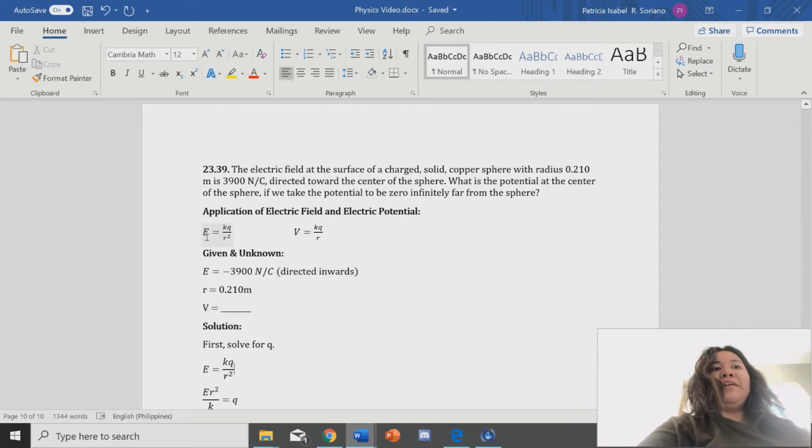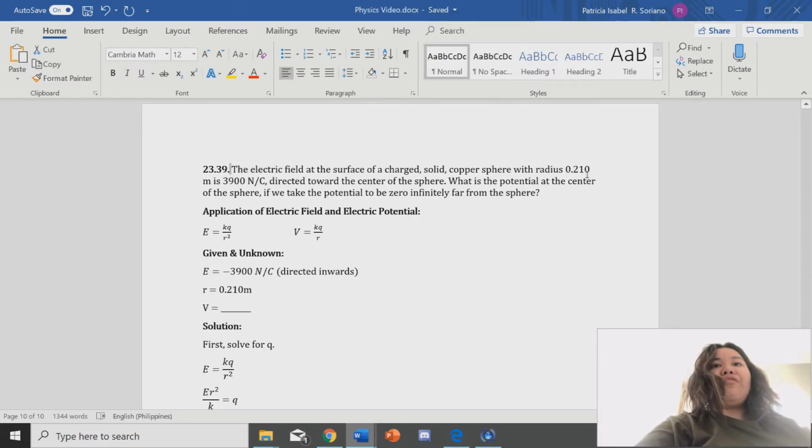It's quite simple really. And here's the formula for our electric field. E is equal to kq over r squared, k being the proportionality constant 9 times 10 raised to 9, q being the charge, and r being the radius. Same goes for V is equal to kq over r, V being our electric potential. The only difference between our electric field E and our electric potential V formula is the r at the denominator. Anyway, it's quite a simple problem. Let's solve for our unknown.